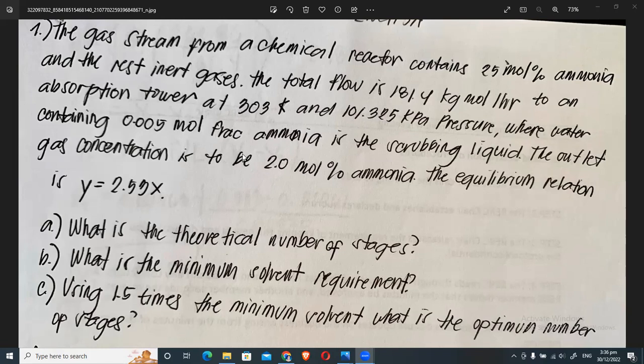So in this problem, you're only given the amount of feed, the gas feed that is processed. You are not given the solvent. So in that case, you cannot solve for letter A. What you're going to answer is just the B and the C. So what should be corrected in your papers is just the B and the C. If you have answered A, then most probably your answer is wrong because you don't have the actual amount of solvent that was used. Okay?